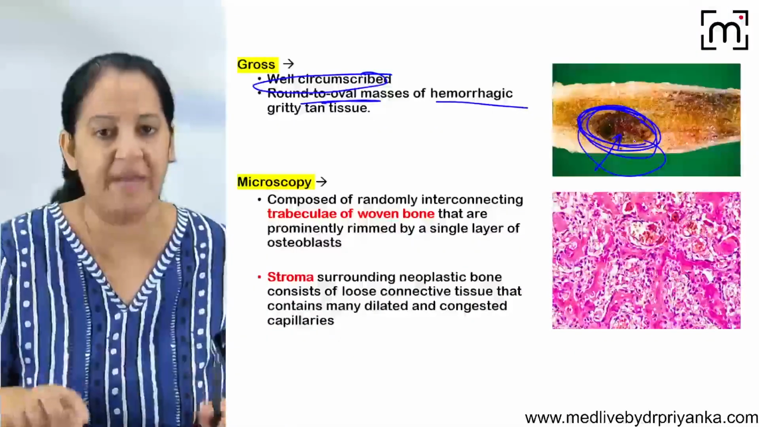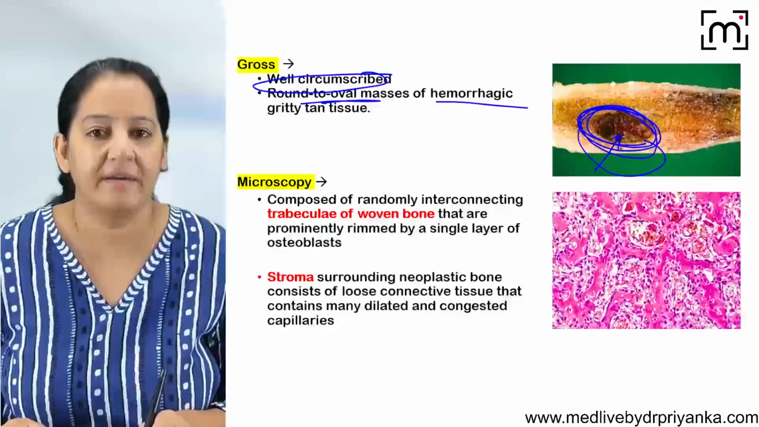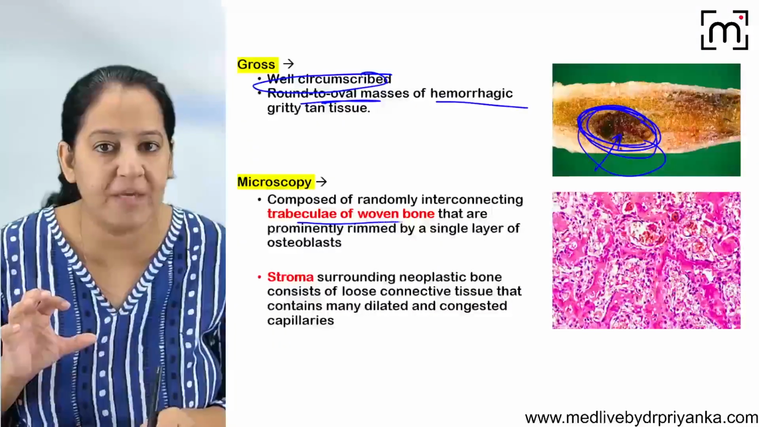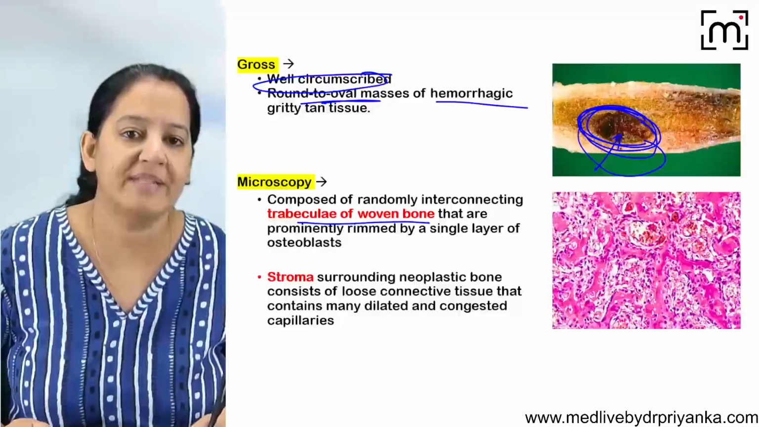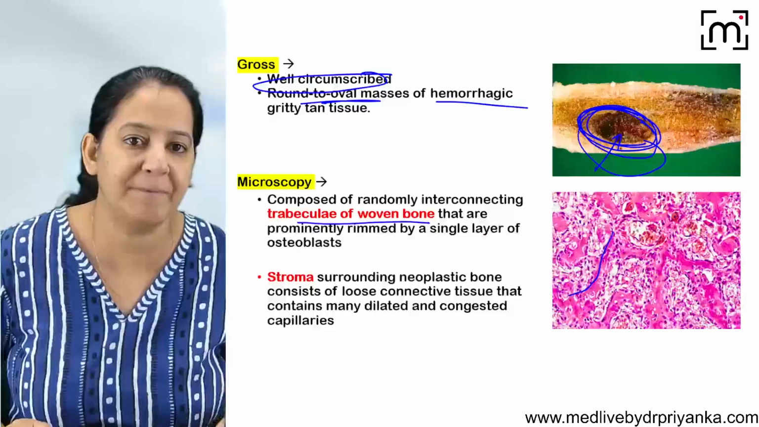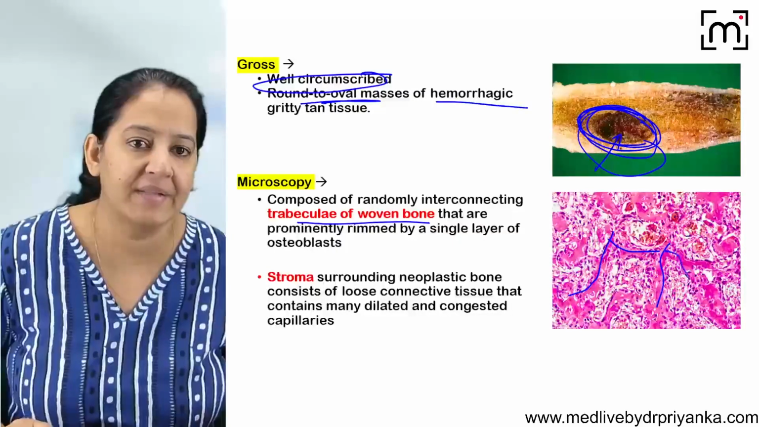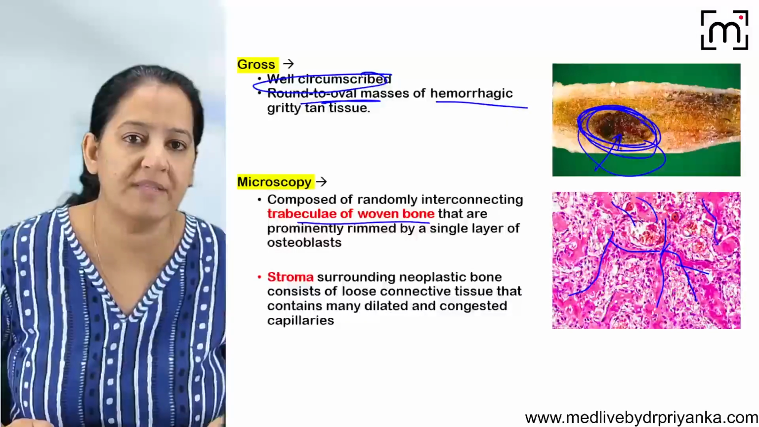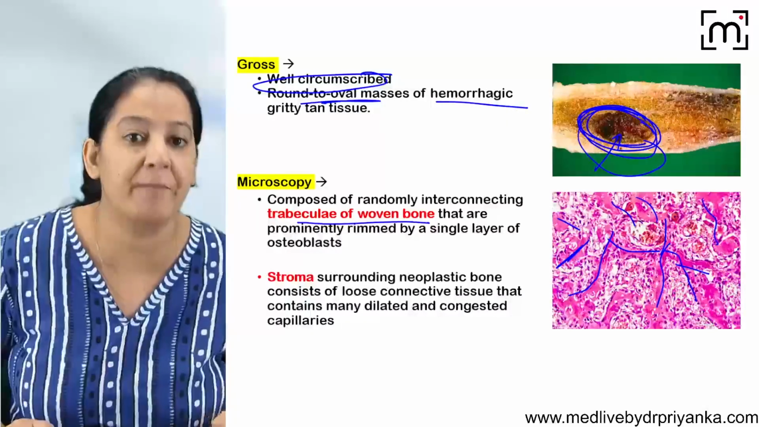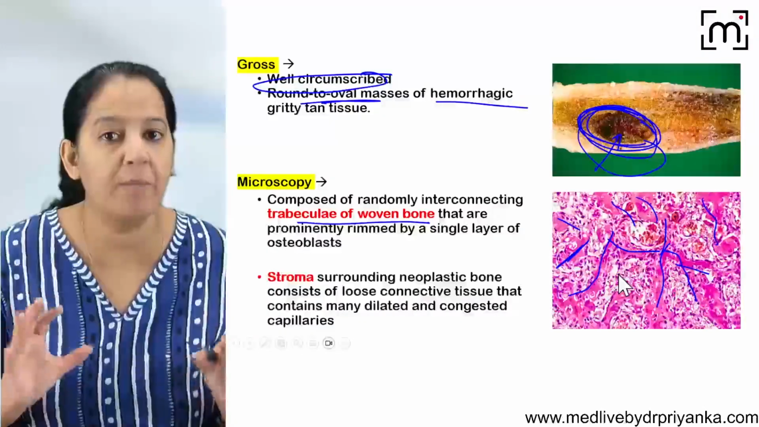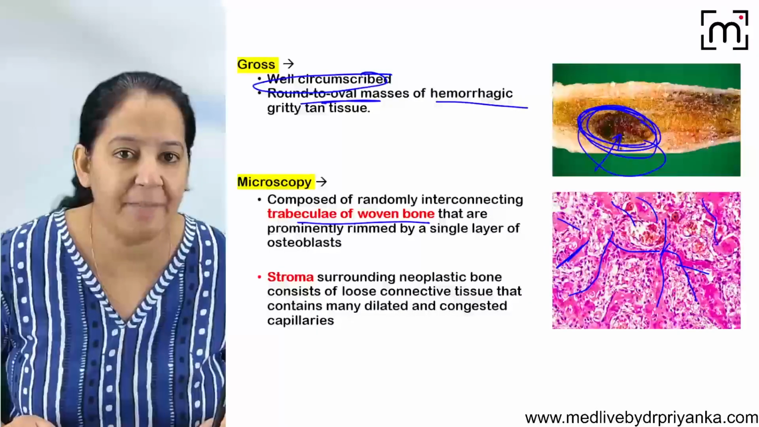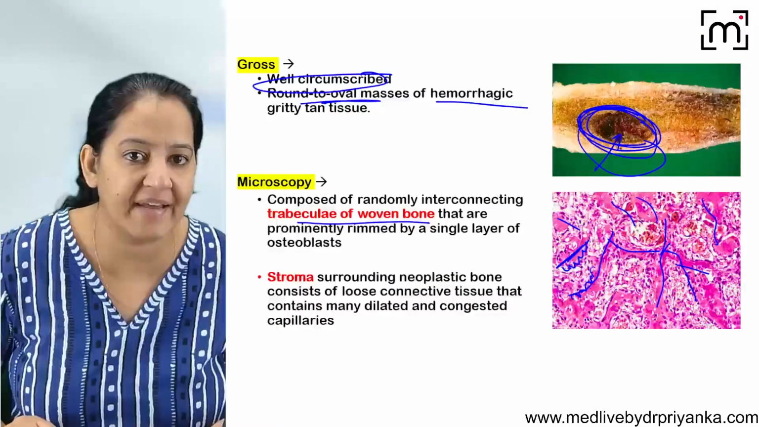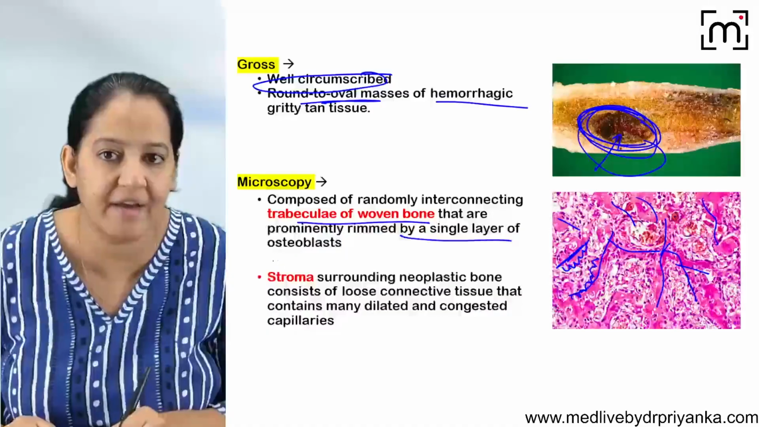Coming on the microscopy. In the microscopy, the tumor cells are arranged in the form of a trabecule of woven bone. You can see this is bone. Appreciate the pink color lace-like thing. This is all woven bone. This is all tumor. The tumor is in the form of woven bone trabeculae. They are lined by a single layer of osteoblast. You can appreciate this is the lining here.